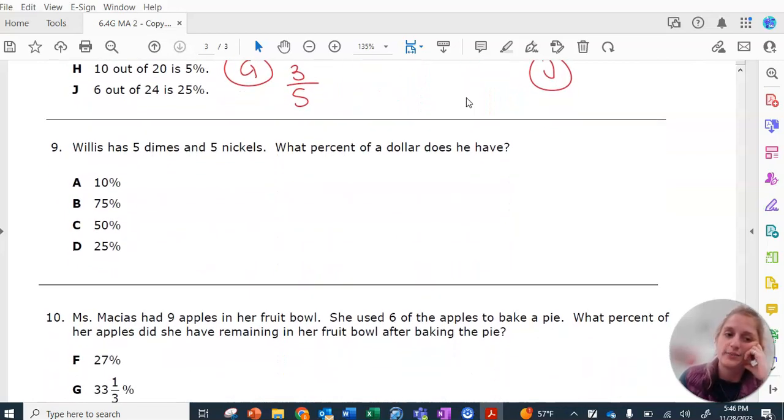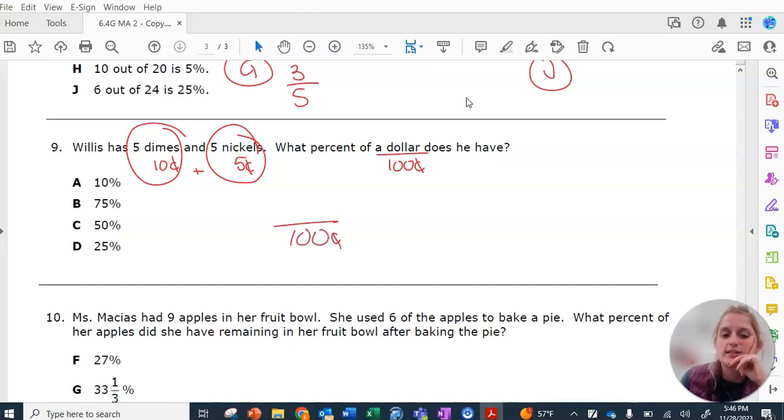Well, it says 5 dimes and 5 nickels. A dime is worth 10 cents and a nickel is worth 5 cents. What percent of a dollar, which is worth 100 cents, does he have? Figure out how much money 5 dimes and 5 nickels is together. Make that out of 100 cents. Change it to a percent.